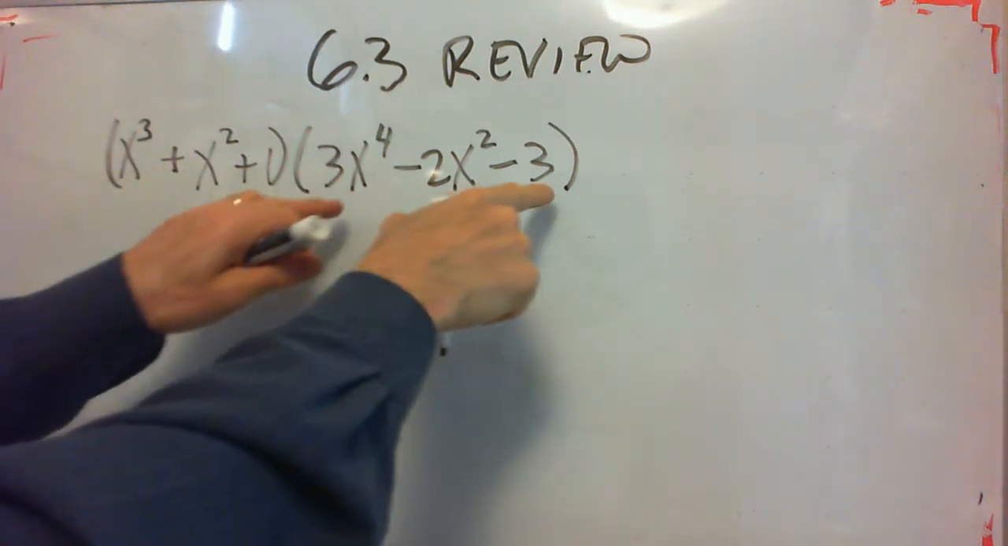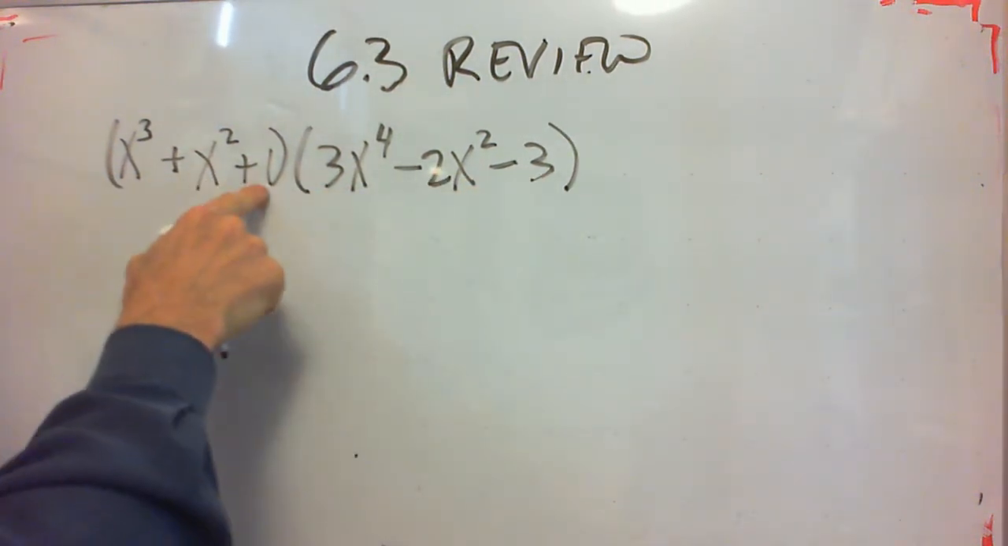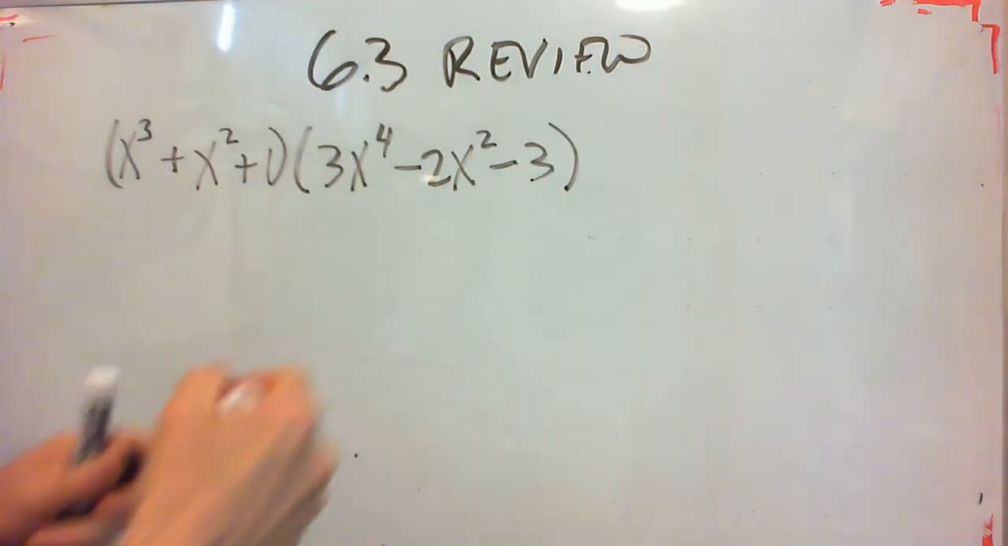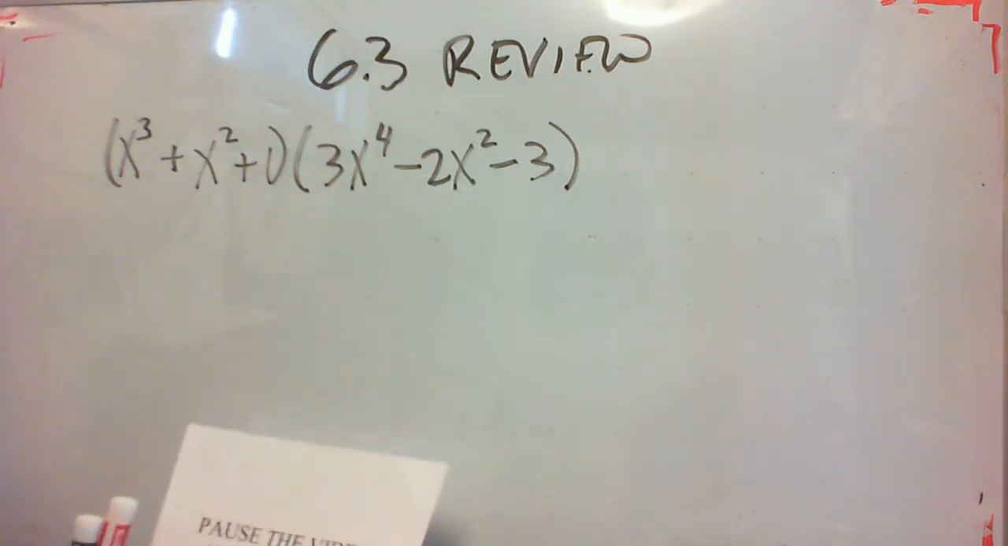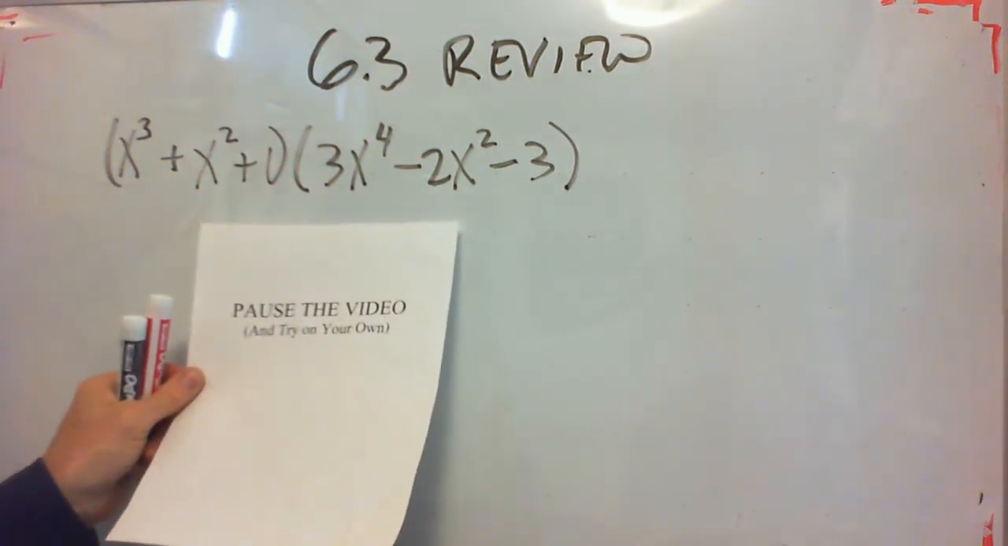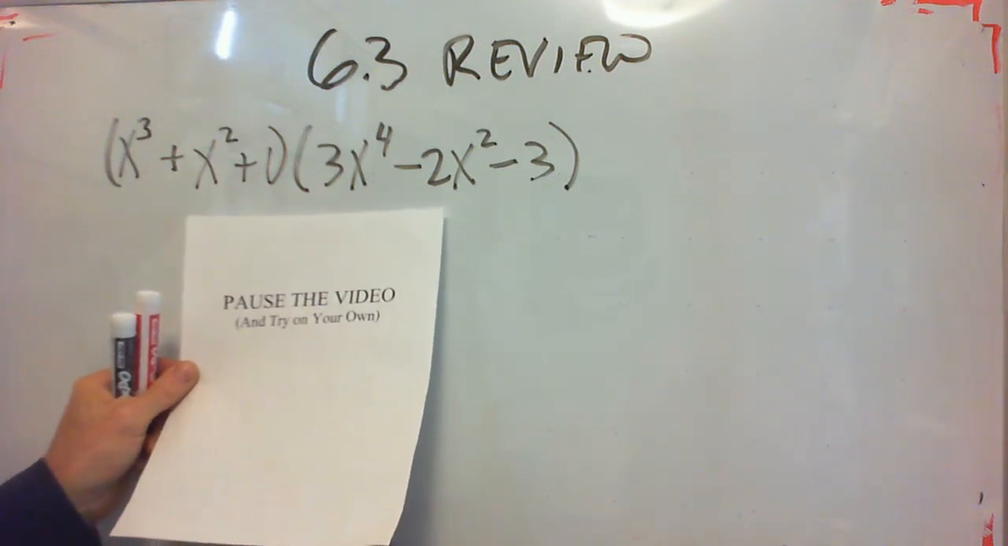You have to find all 9 products. X cubed times each of these 3, x squared times each of these 3, and 1 times each of these 3. So it's the same method, it's just more terms. See if you can do this one or try it. And pause the video, give this a try, find all 9 of those products, and then start combining like terms.